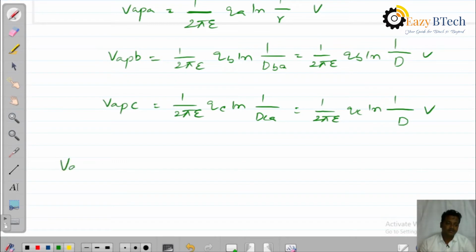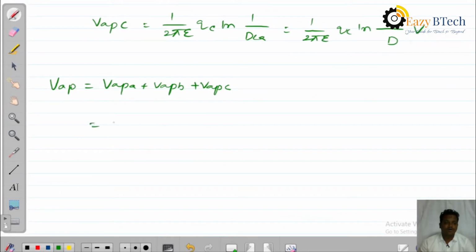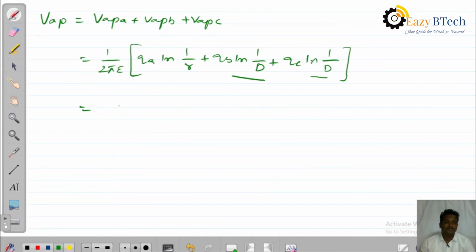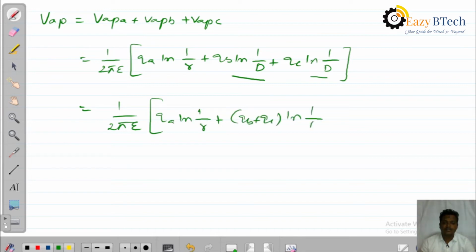For the total potential difference between A and P due to all the charges, add these three equations: VAPA plus VAPB plus VAPC. The term 1 by 2 pi epsilon is common. We get QA ln 1 by r plus QB ln 1 by D plus QC ln 1 by D. Here the QB and QC terms are the same, therefore I take QB plus QC common: 1 by 2 pi epsilon, QA ln 1 by r plus (QB plus QC) ln 1 by D.